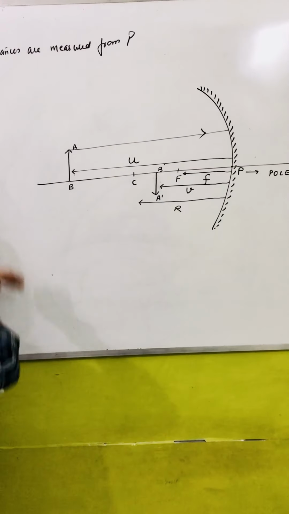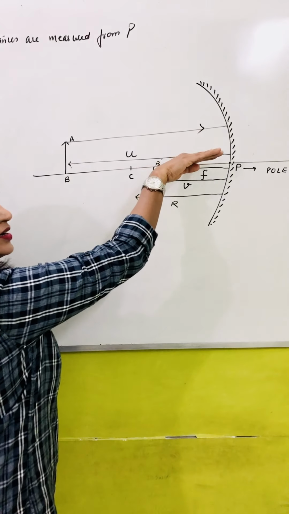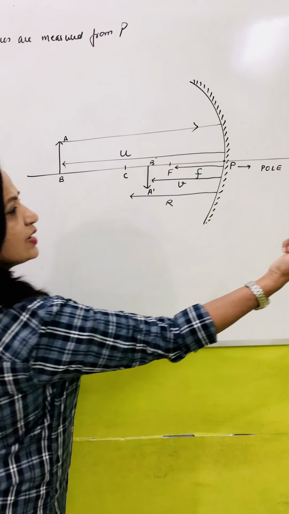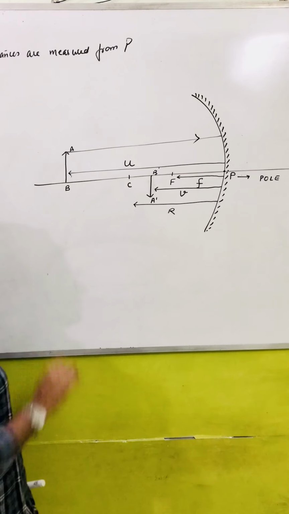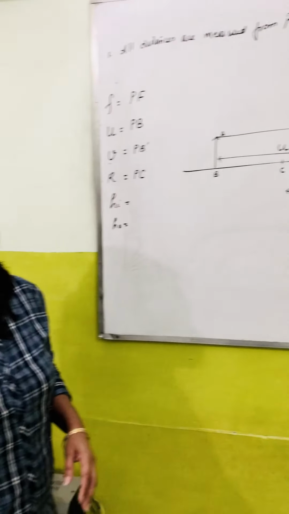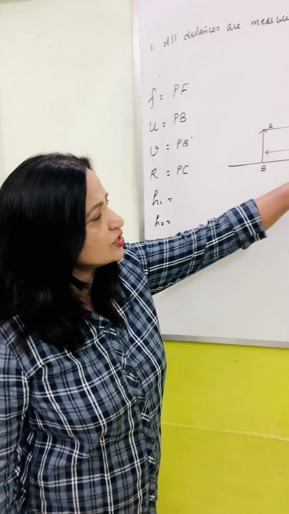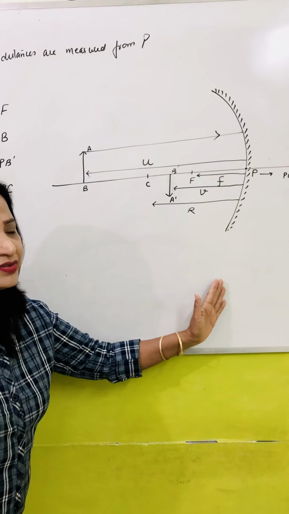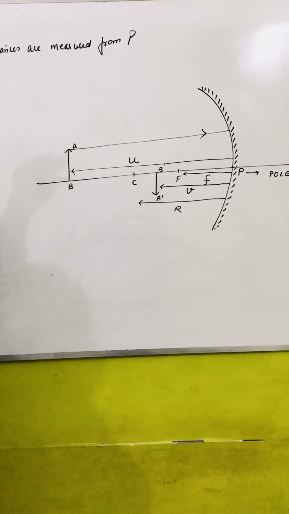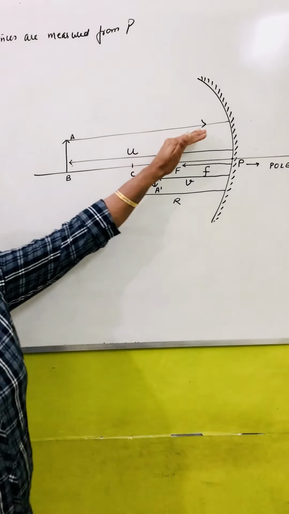The incident ray should travel from left to right. Do not draw the ray diagrams from right to left, because that will create confusion in remembering the sign conventions. Hence, whether it is a concave mirror or a convex mirror, we have to take care that the incident ray strikes the mirror from left to right.